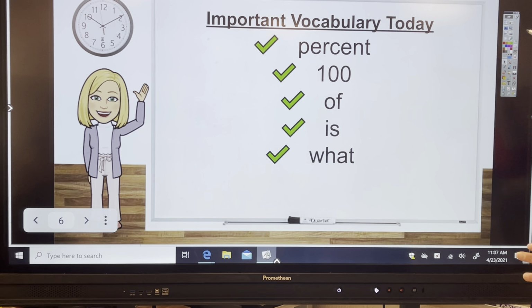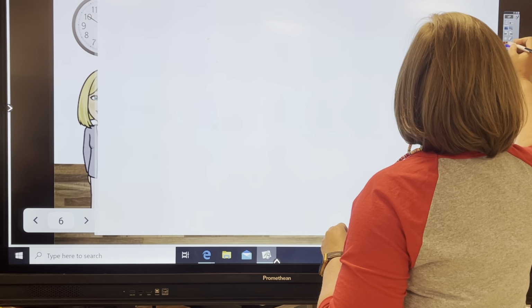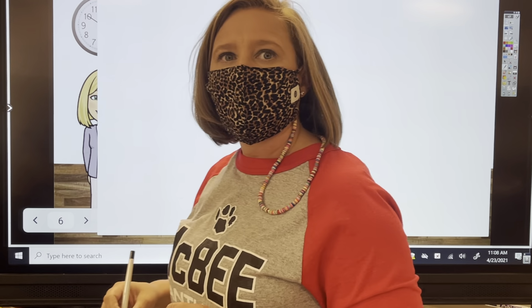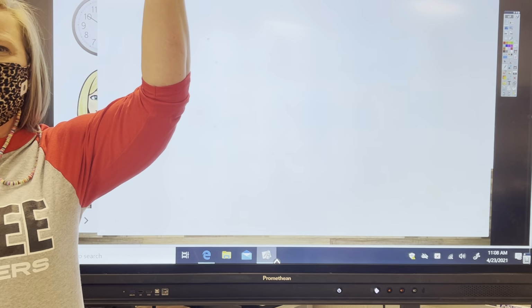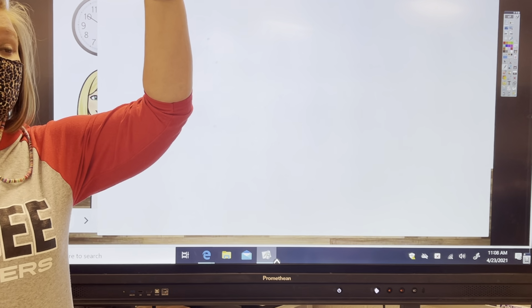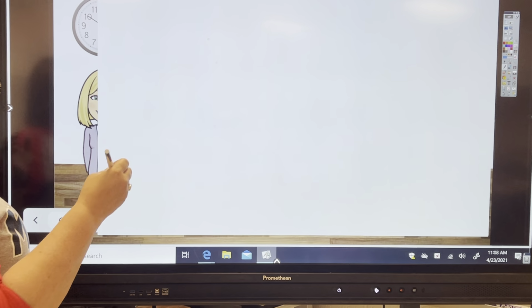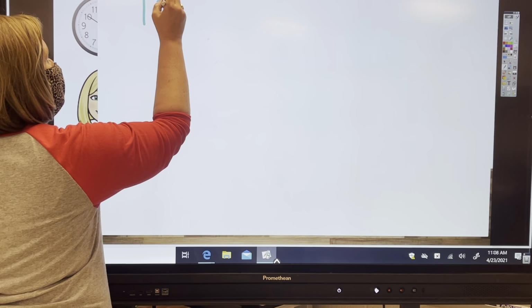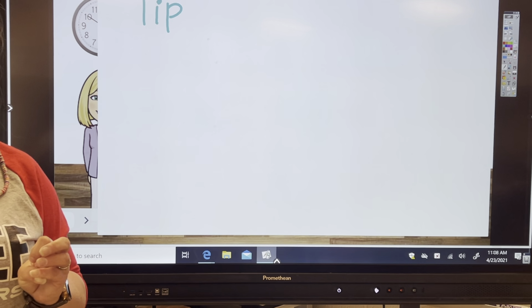Now, I want to talk a little bit about why we even need to know how to do percent word problems, okay? How many of you ever go out to eat? Sit down in a restaurant? I don't go out to eat a lot. It's not something that my family does a lot of, but we do go out occasionally. And you may see your parents trying to figure out the tip.